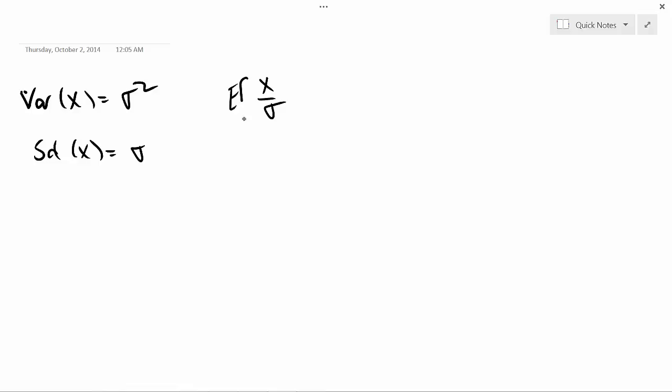Let's try some things. So what we're given is that the variance of x is equal to sigma squared, so that the standard deviation of a random variable x is sigma. So let's think about x over sigma. Its expected value, remember we can factor things out of expected values. That's the expected value of x over sigma. And we don't know anything about what the expected value of x is, and we don't know anything about sigma other than it's strictly positive. So we can't say anything about the mean of x. It could be anything.